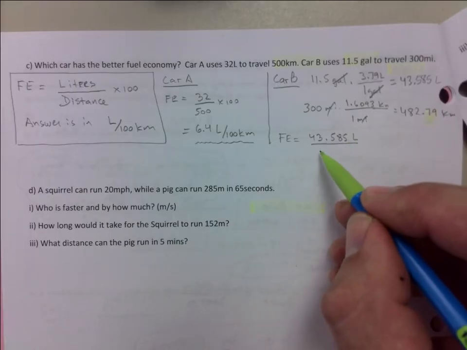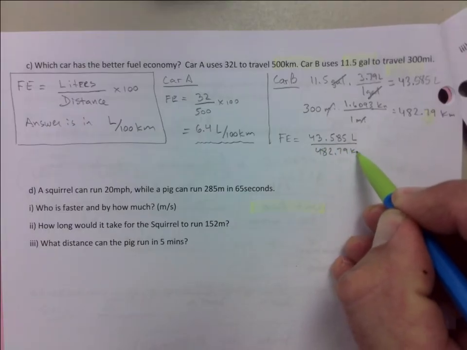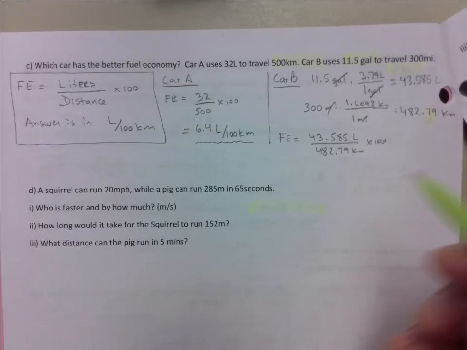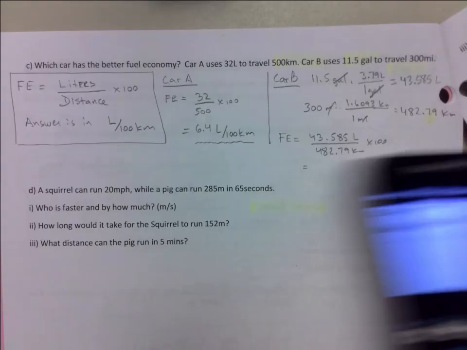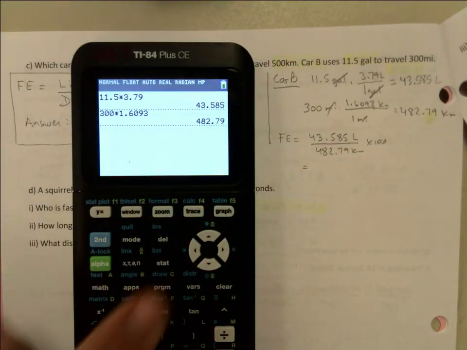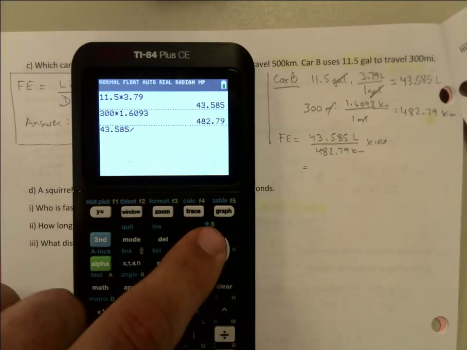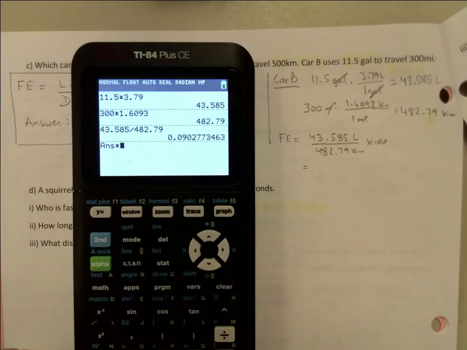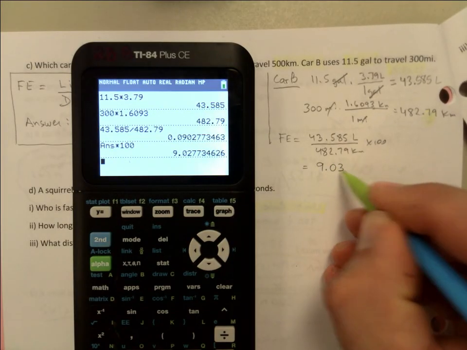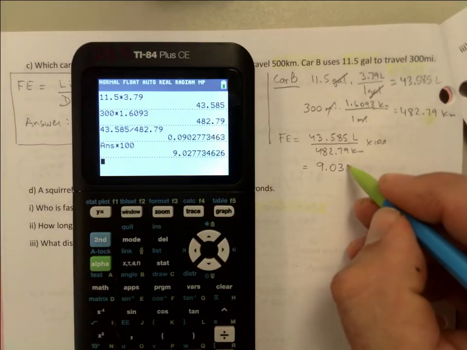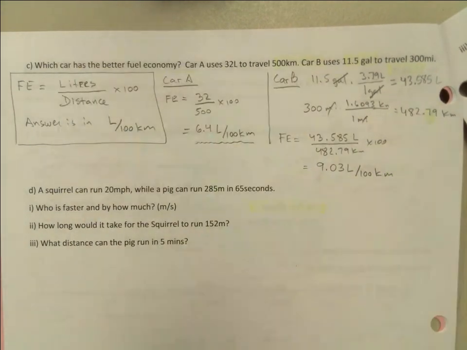Okay. And then it's 482.79 kilometers times 100. If you do that, okay, I have this on my screen, so I'm just going to copy paste. I'm going to go up to 43 divided by 482 and then multiply that by 100. You get 9.03. Here's when I round. Liters per 100 kilometers traveled.